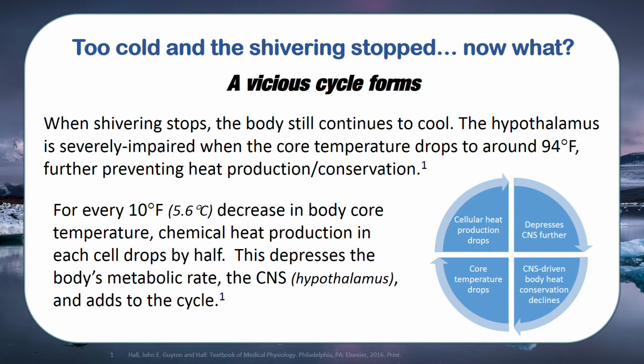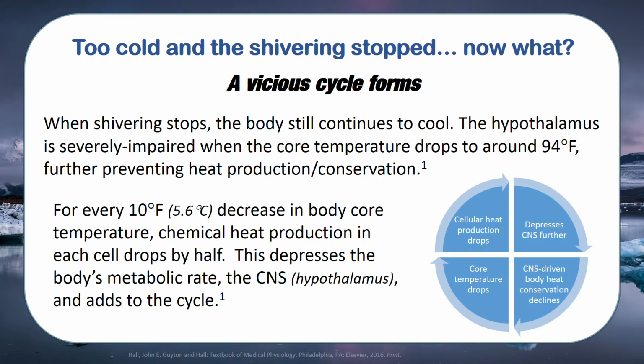Well, here comes the vicious cycle. For every about 10 degrees Fahrenheit that our body's core temperature decreases, the chemical production of each cell drops in half. And I'm getting myself in more trouble because now I'm not shivering. I'm not able to use that, and that's when we start to have cell death. As part of that, all of our vital organs start to shut down, and that process starts to take off very quickly.